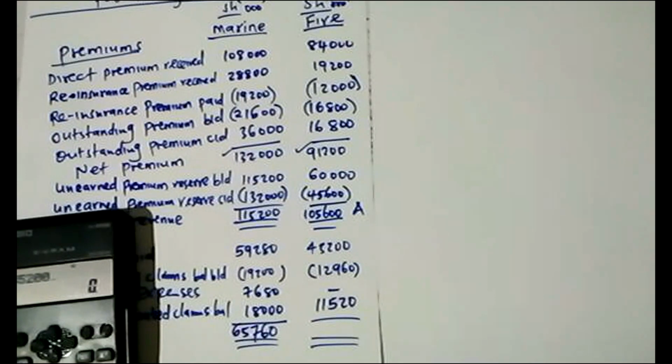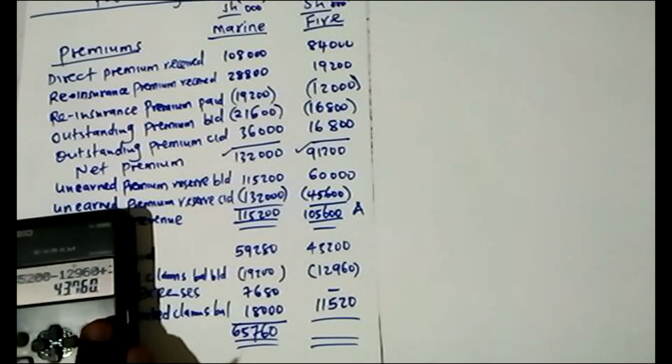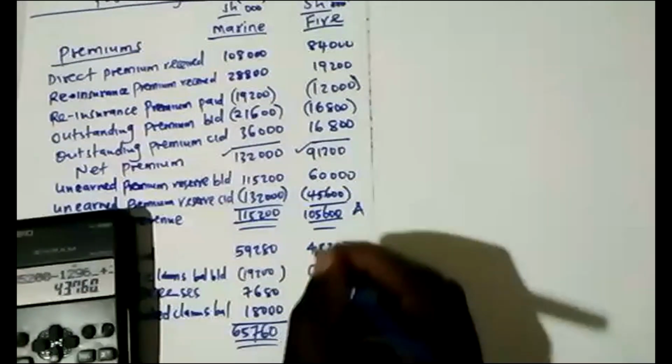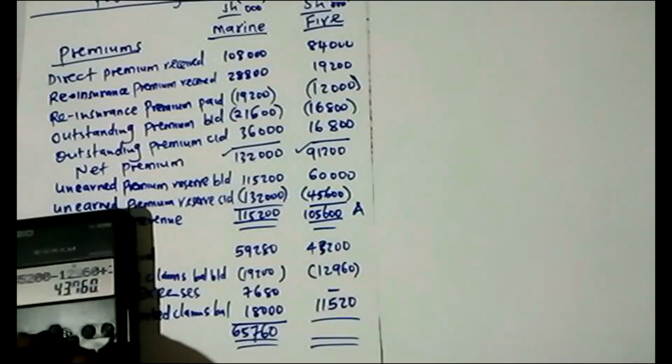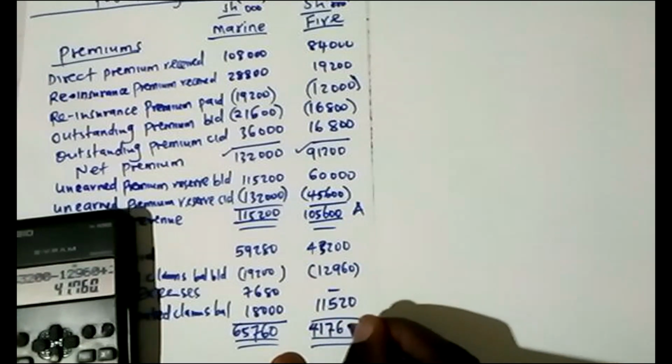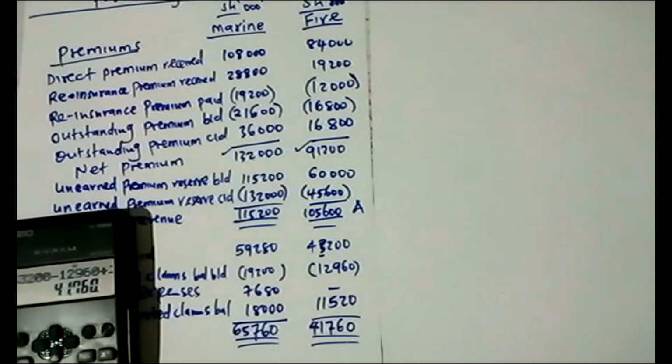Then what about the second one? So 45,200 minus 12,960 plus 11,520. So this one is giving me 43,760. That is why I can see here, I recorded 45. That is what I needed to correct. So this one is 43, it's supposed to be 41,760. So this one was 43, not 45. After we are done with the claims, this one will be our part B.